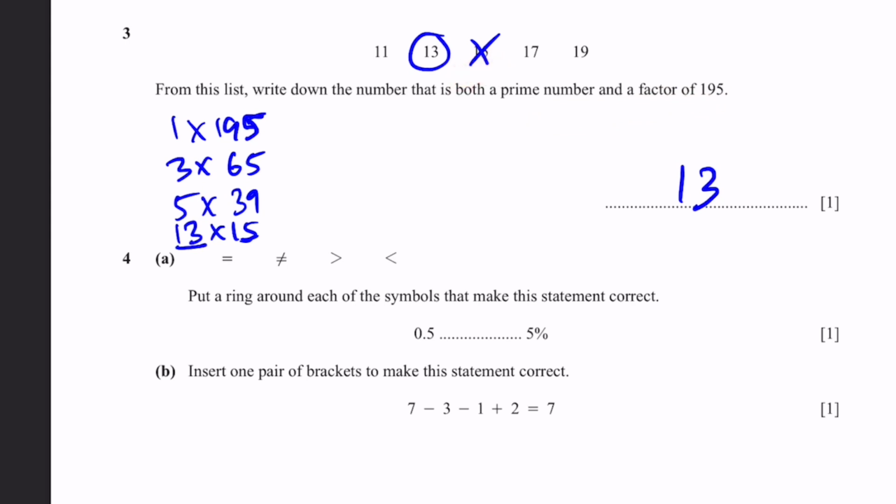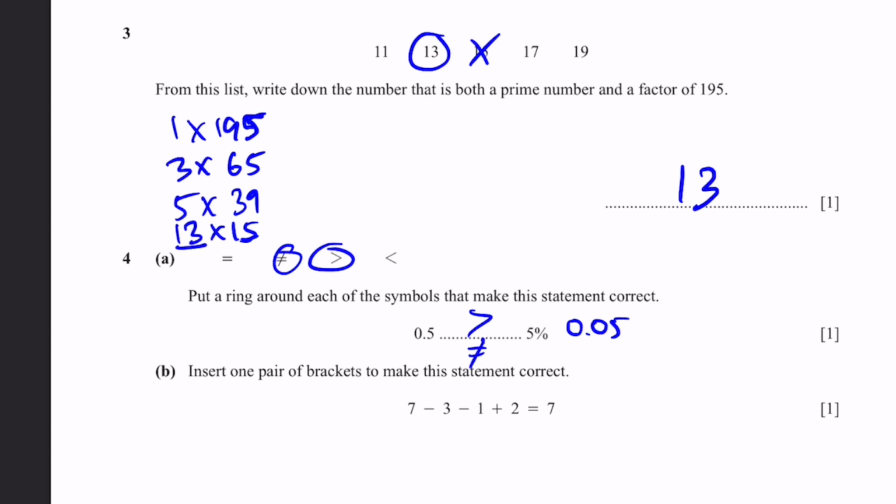Question 4. A. Put a ring around each of the symbols that make this statement correct. 0.5, 5%. 5% is 0.05, right? So that means this can be greater than and also not equal to. So these two symbols will work.